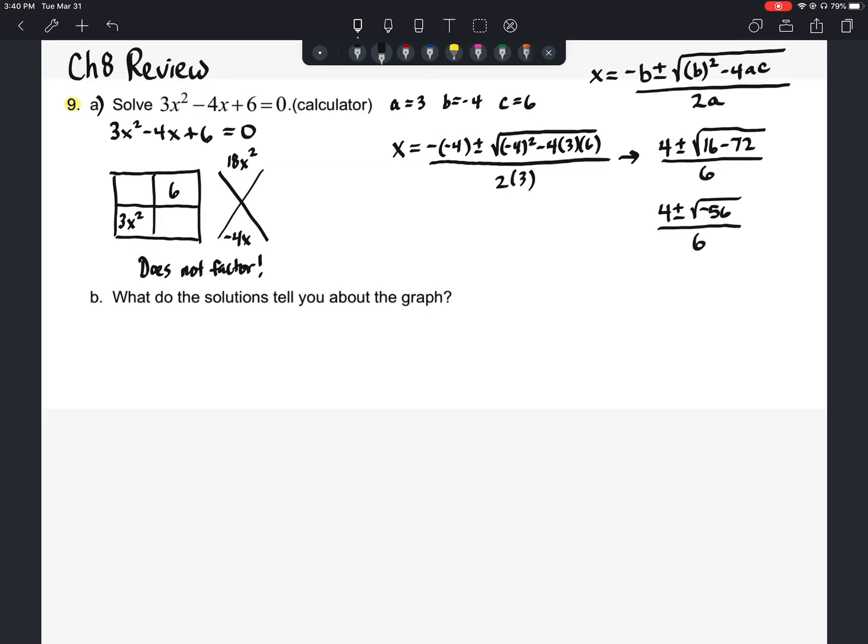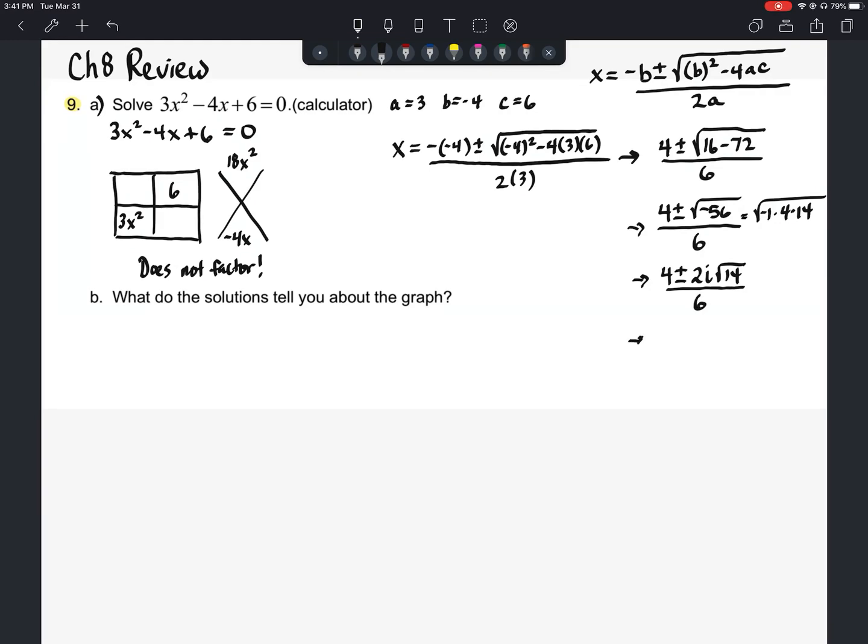So we're going to have to take this and simplify it down a little bit more. We know there's going to be an i in there. So we have 4 plus or minus, and this would be like a negative 1 times factors of 56. 8 and 7? That doesn't do much for us. So we're going to be looking at 4 and 14. So that's going to become a 2i radical 14, all over 6.